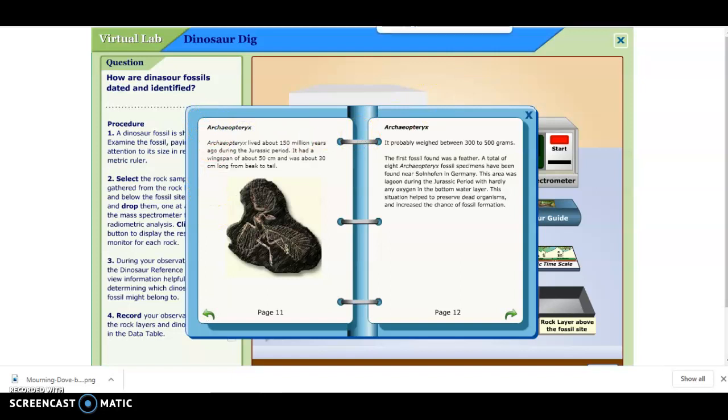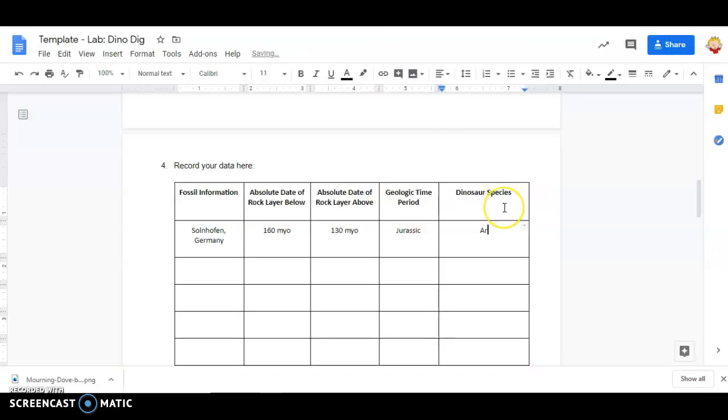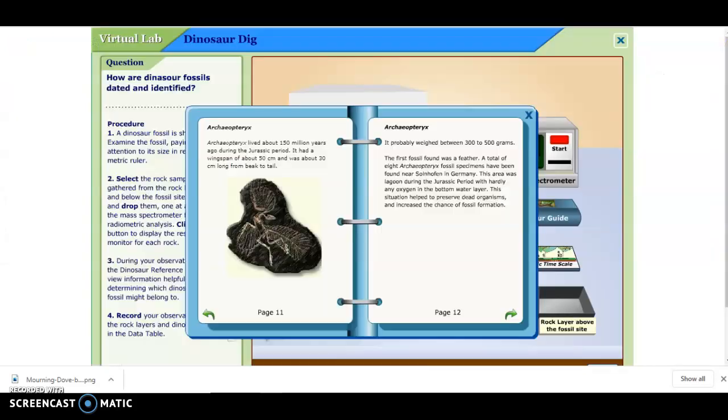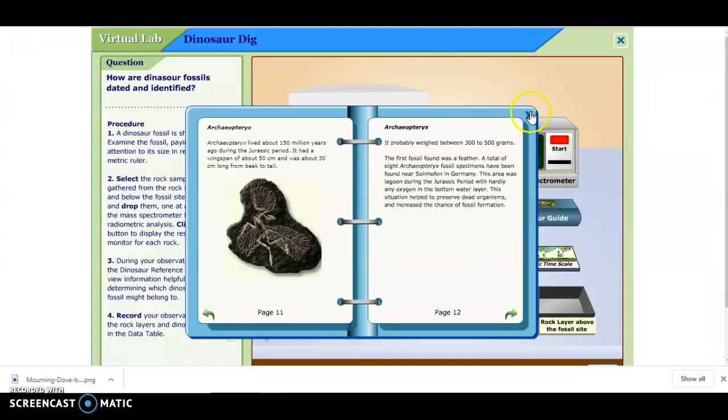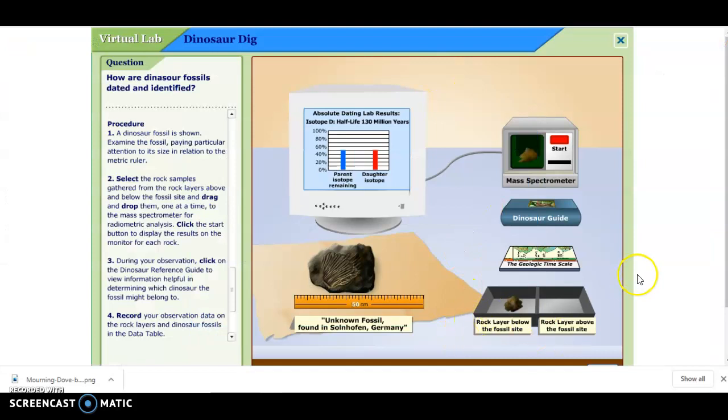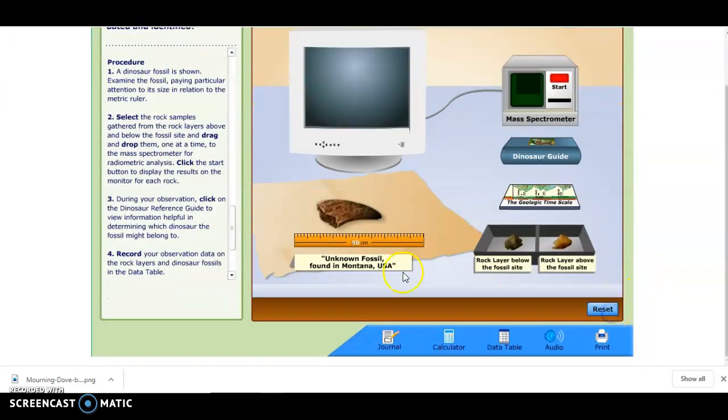Archaeopteryx. So I'm going to say that it's Archaeopteryx. Cool? All right. And once you're done with that one, you click on Reset.